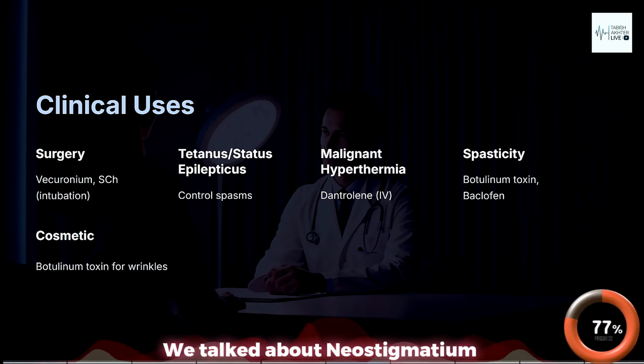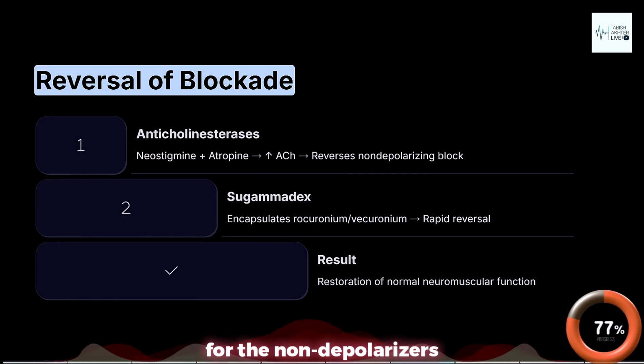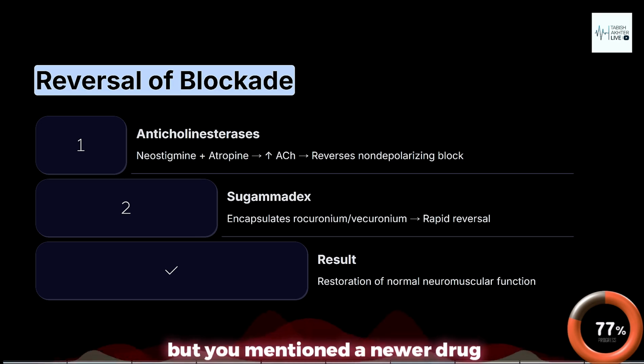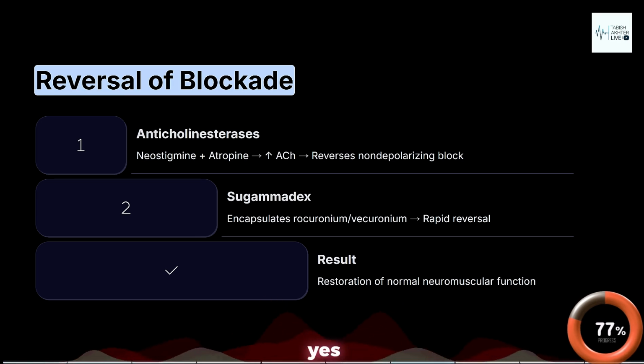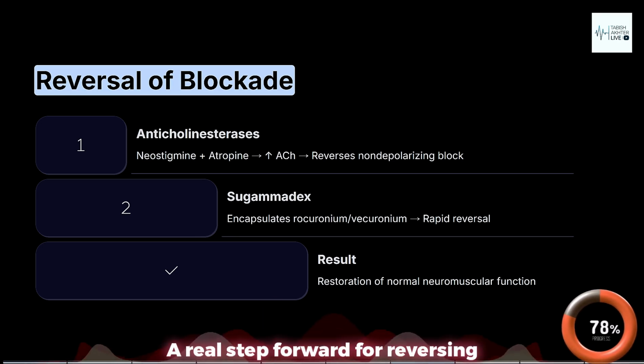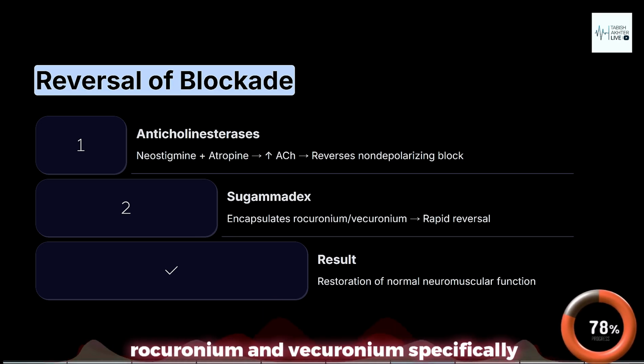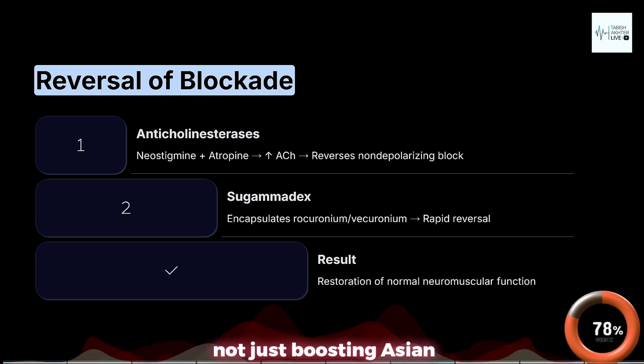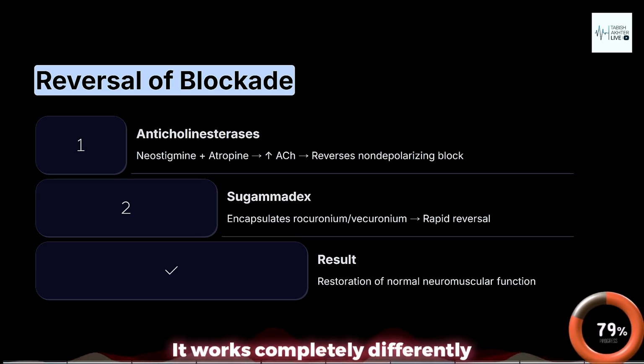Okay, reversal. We talked about neostigmine for the non-depolarizers, but you mentioned a newer drug, sugammadex. Ah, yes, sugammadex. It's pretty clever. A real step forward for reversing rocuronium and vecuronium specifically. How's it different? Not just boosting ACh. Not at all. It works completely differently.